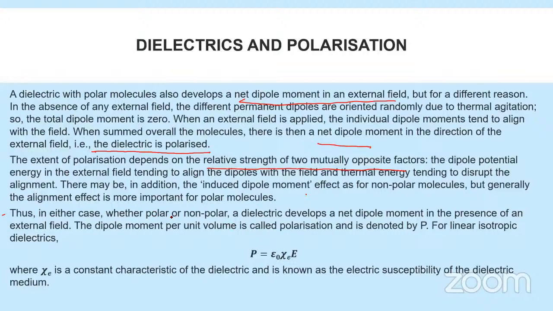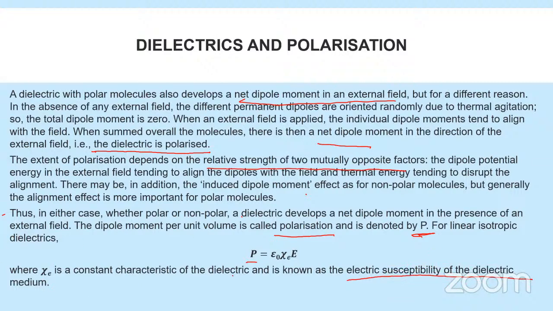So in either case, whether polar or non-polar, a dielectric can develop a net dipole moment when it is placed in an external field. Okay, and the dipole moment per unit volume is then called the polarization, and it is denoted by the letter P. Okay, so for linear isotropic dielectrics, you can say P is equal to epsilon 0 chi E, E being the electric field. Okay, so chi E is the constant characteristic of the dielectric, and it is known as the electric susceptibility of the dielectric medium.